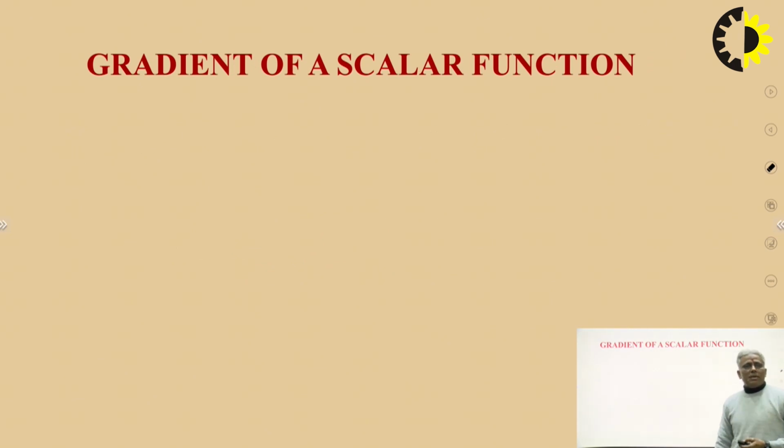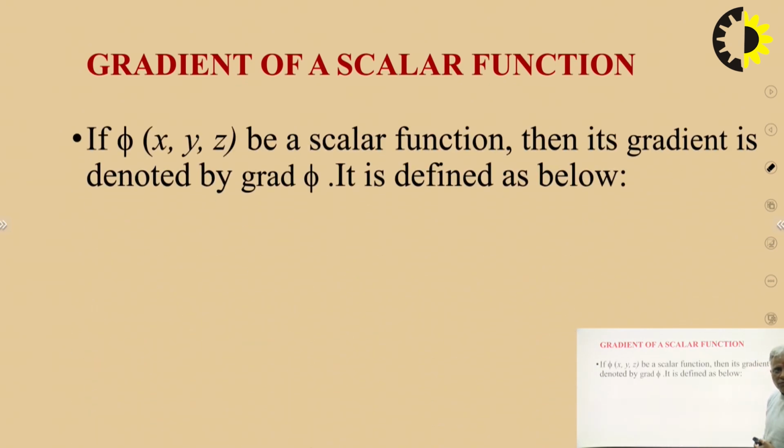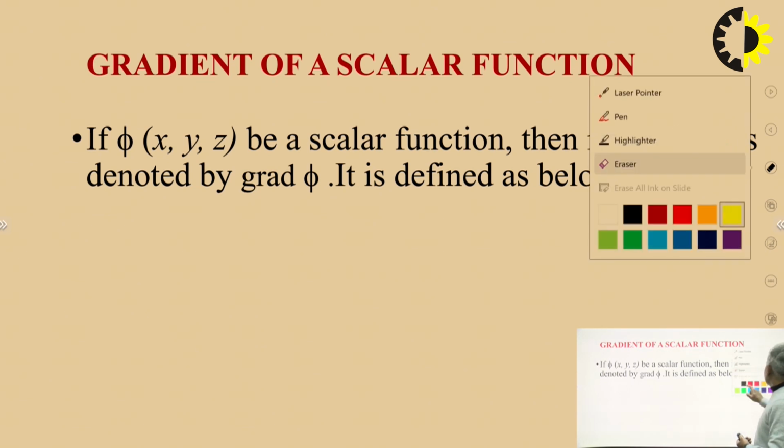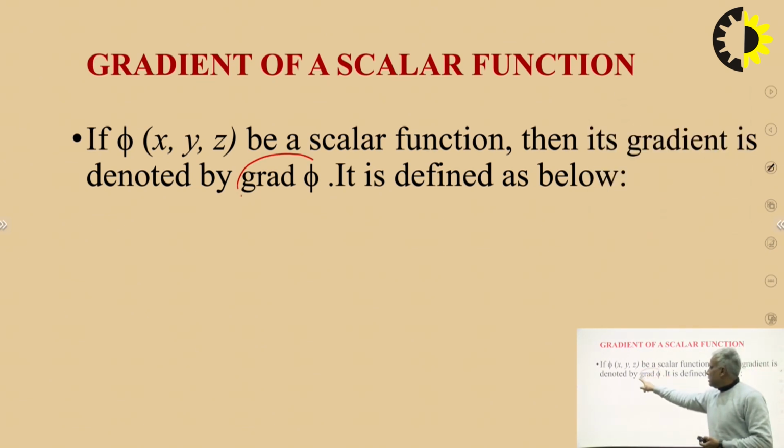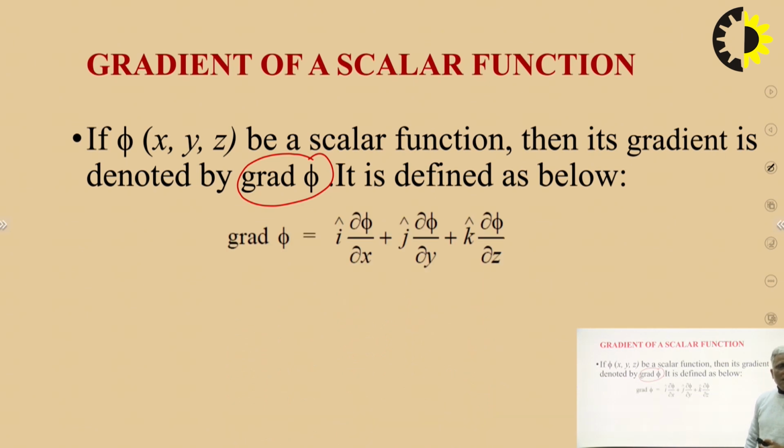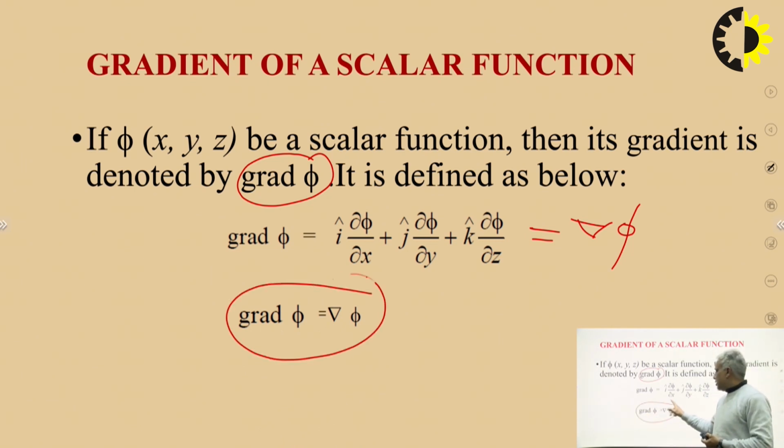Now the gradient of a scalar point function: how to calculate the gradient of a scalar function, and what the role of gradient is in engineering and technology, I explain briefly here. If phi is a scalar function, then its gradient is denoted and defined by grad phi, known as the gradient of the scalar phi. How to calculate it? Grad phi means del phi, where the del operator is i del over del x, j del over del y, and k del over del z. In this way, grad phi is equal to del phi.